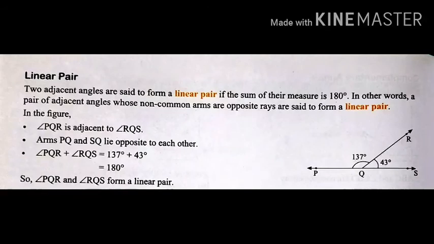Next is linear pair. A linear pair lies on a straight line. Two adjacent angles are said to form a linear pair if the sum of their measure is 180 degree. Here in the figure, like PQR and RQS, 137 degree and 43 degree combined together make 180 degree, that is also the angle of a straight line. So in this, arms PQ and SQ lie opposite to each other, but the common arm is QR. Then QR we can't say is the angle bisector because the measurements of the two angles are different. So that is a linear pair.